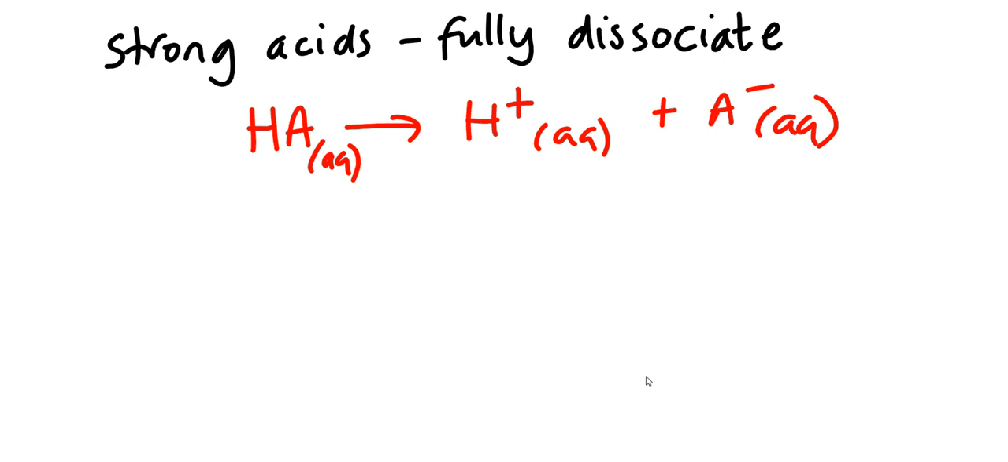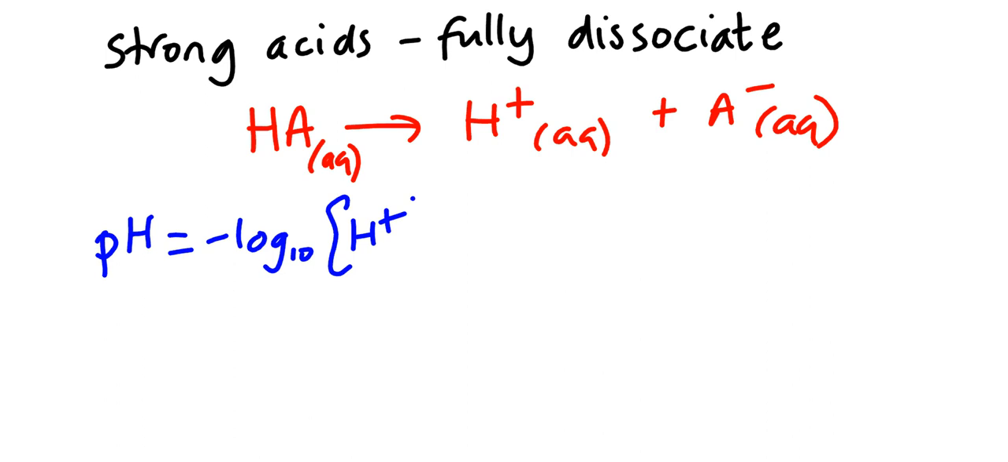Okay, let's just look at strong acids briefly. What is it that we need to be able to do in terms of calculation work for a strong acid? Well, as you remember, there is an equation. pH is equal to minus log base 10 of the H+ ion concentration.